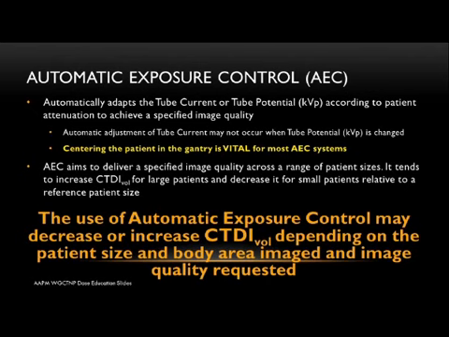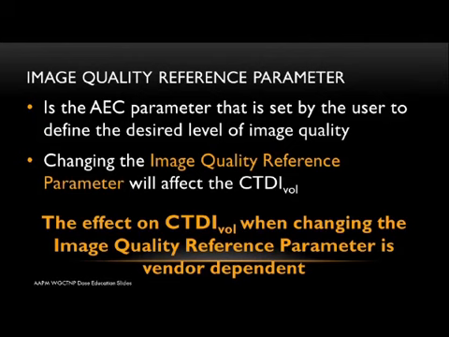So the use of AEC in its various forms may end up increasing or decreasing the CTDI vol for a study for a particular patient, depending on the patient size and the imaged area and what kind of image quality we need. And so the first acquisition scan parameter that comes into play when talking about tube current modulation, so we're going to go from talking about general AEC systems to tube current modulation, is the image quality reference parameter. And that's the parameter that's set by the user or the radiologist in developing the protocol that defines the desired level of image quality.